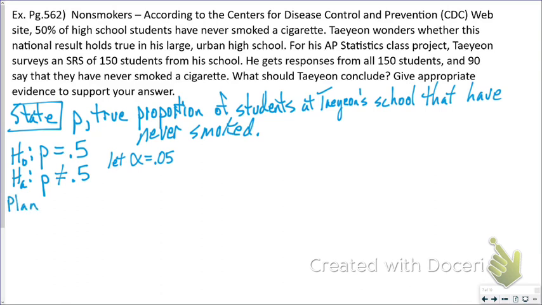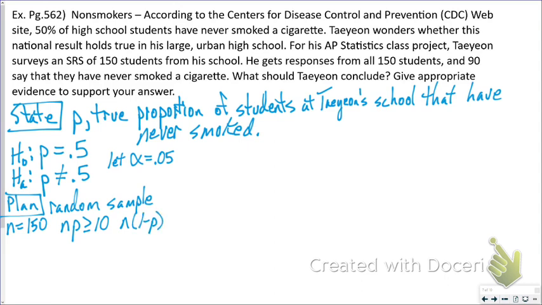Plan step. Maybe I should start writing smaller. Looks like it was a random sample. N was 150. I plug it into the large counts check. This one's easy to do in our head, right? We use the claimed proportion and 150. So 150 times 0.5 is 75. And so will the complement, right?